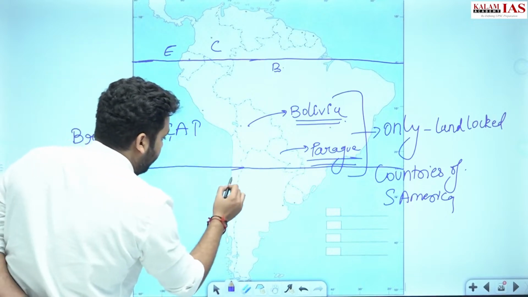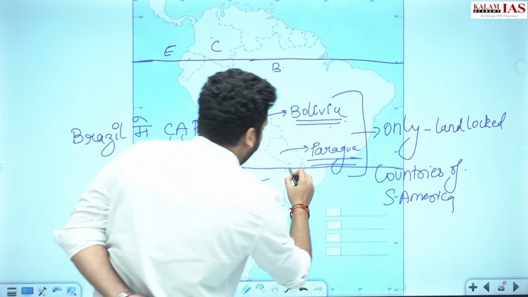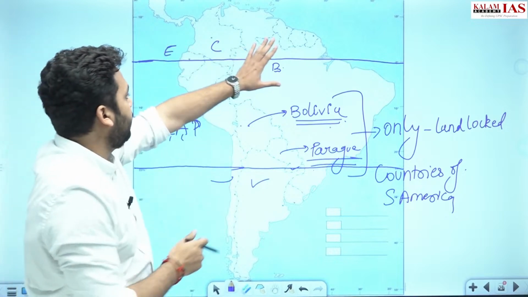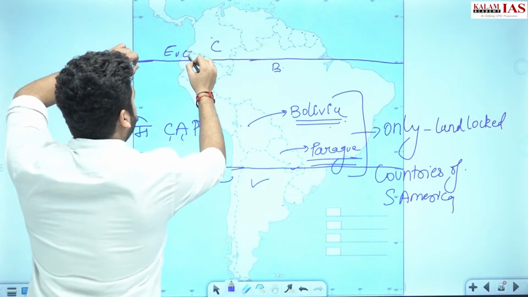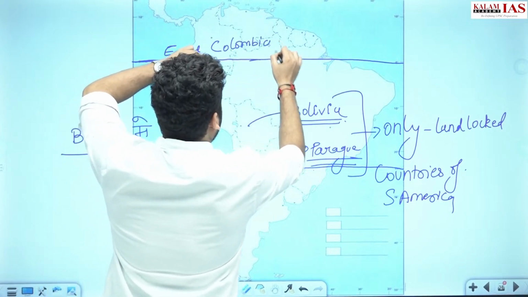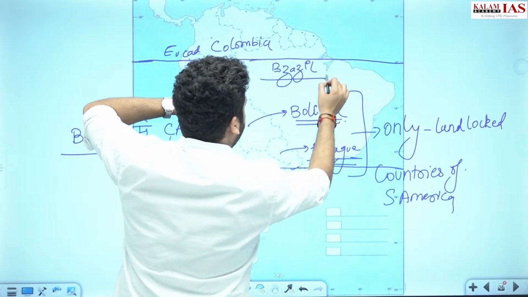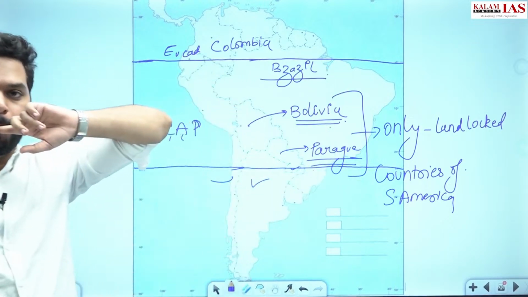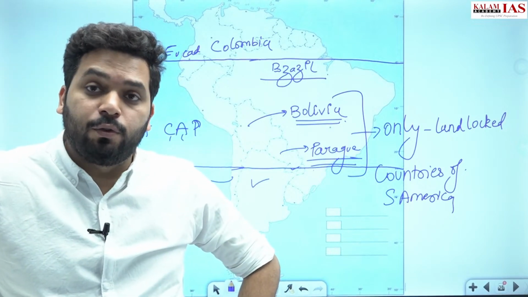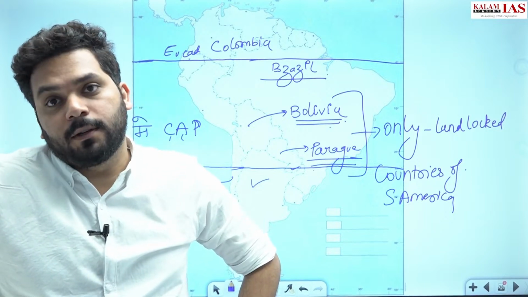C is for Chile, A is for Argentina, P is for Paraguay and Brazil. So the equator is passing through Ecuador, Colombia, and Brazil. Brazil is the country through which the Tropic of Capricorn is also passing and the equator is also passing.